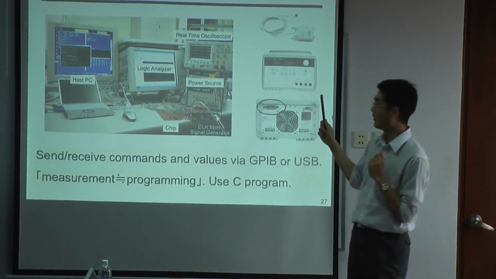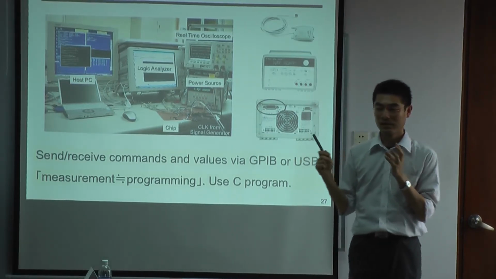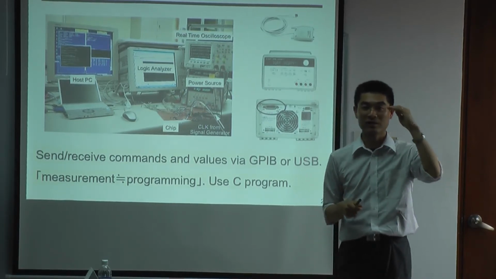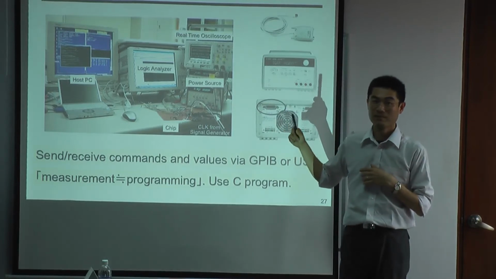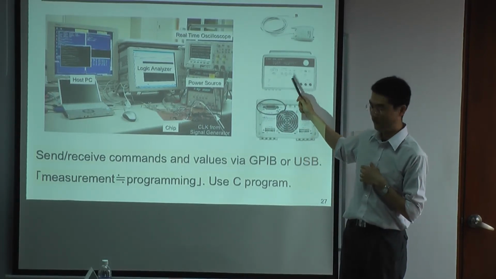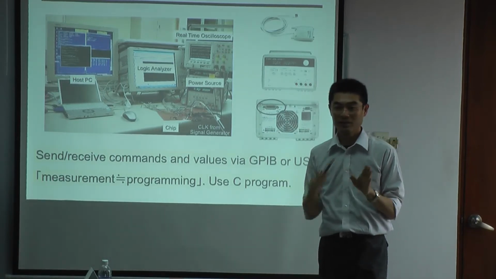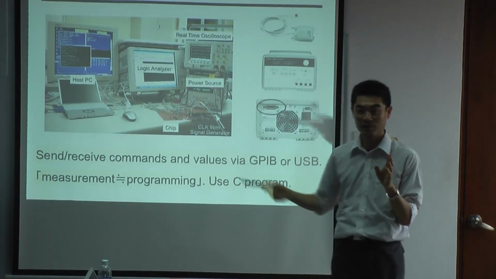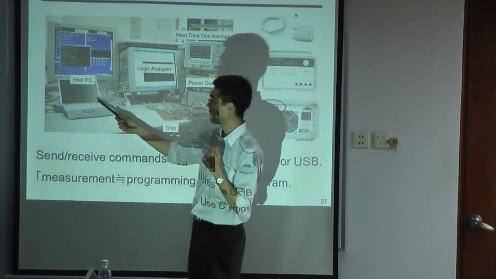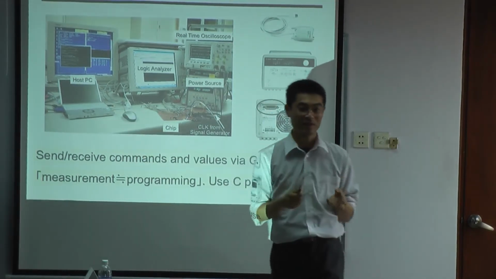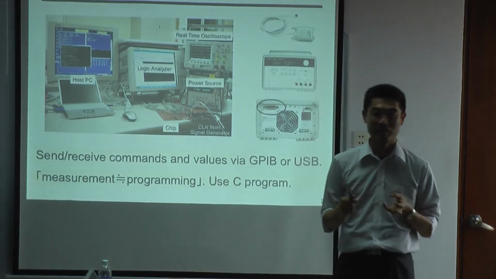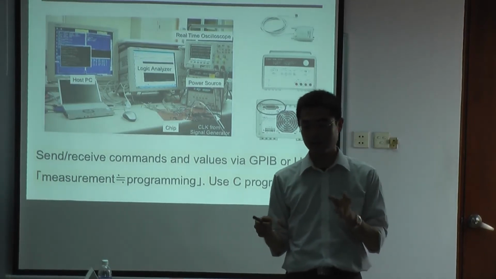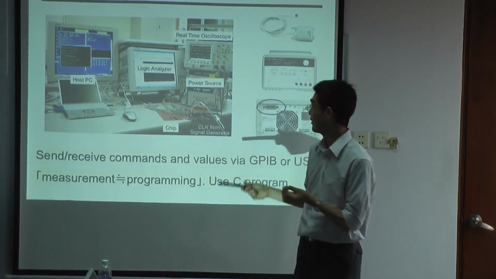So once you buy this measurement device, it comes with a programmer's guide. And the programmer's guide tells you what kind of commands they have. For example, for setting voltage, the command is volt colon 1.0 or volt colon 0.5. So first we invoke the Agilent IO library suite, and through that, our C program can communicate with this device.